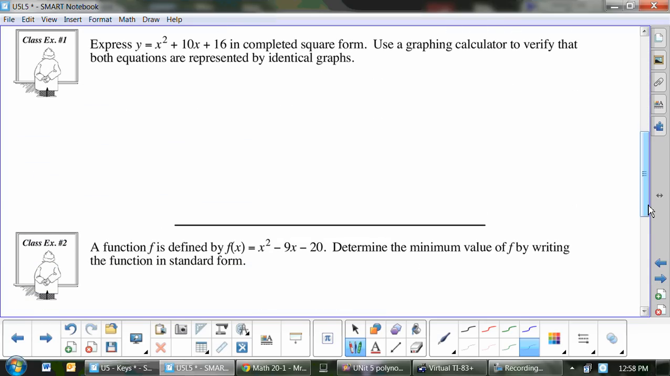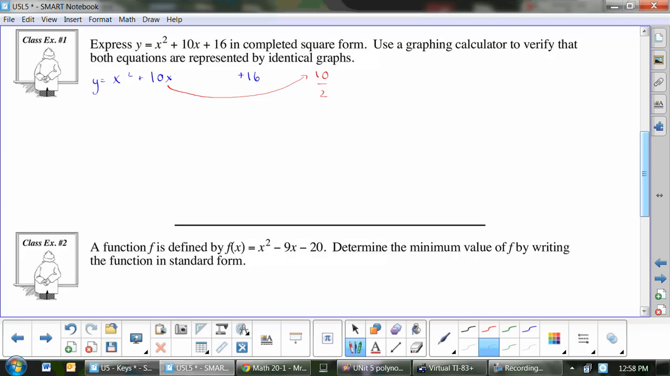Okay, so express y is equal to x squared plus 10x plus 16 in completed square form. So we're going to go through this step by step. So y equals x squared plus 10x. And our plus 16, we're not going to forget about it, but we're going to deal with it later. So I'm going to write it all the way over here. It's okay. It'll survive.